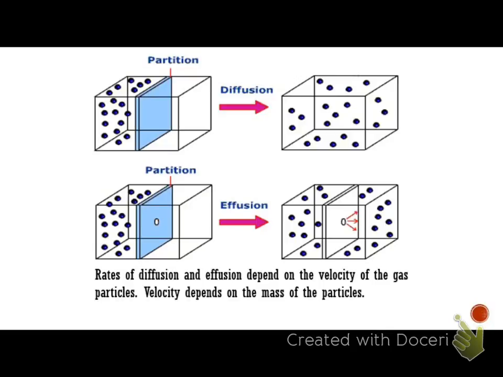So the rates of diffusion and effusion are going to depend on the velocity of the particles and the mass, okay? And it makes complete and perfect sense that lighter mass particles will effuse or diffuse faster.